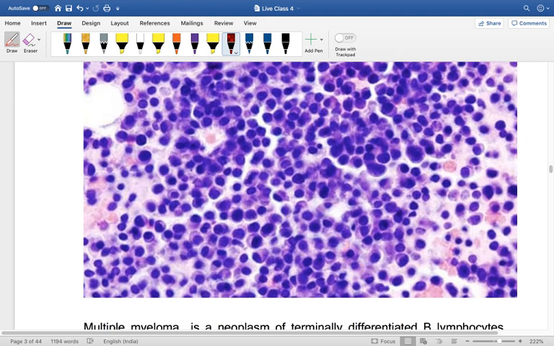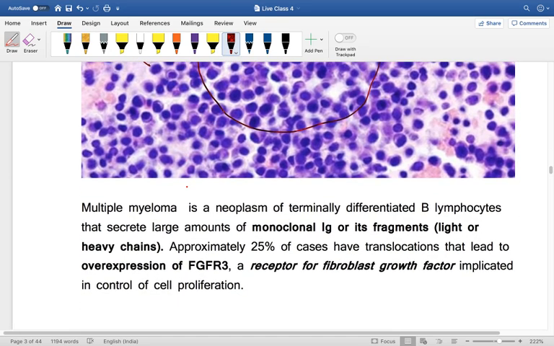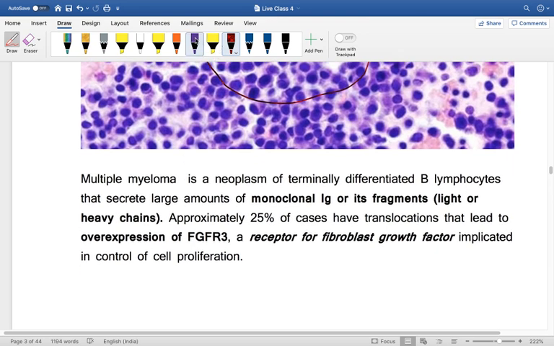Now doctor, what are you seeing here? Dense population of plasma cells. These are all plasma cells. With so many plasma cells, if plasmacytosis is there in the bone marrow, that is multiple myeloma. Now comes the question, doctor. Myeloma is a neoplasm of what? Is it pre-B? Is it B? What is it? Terminally differentiated B lymphocytes. Their cancer is multiple myeloma.